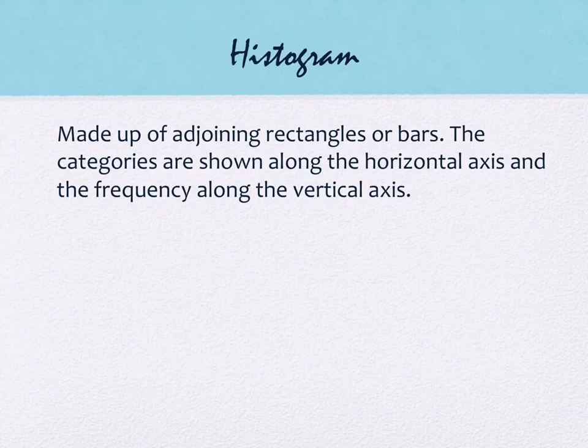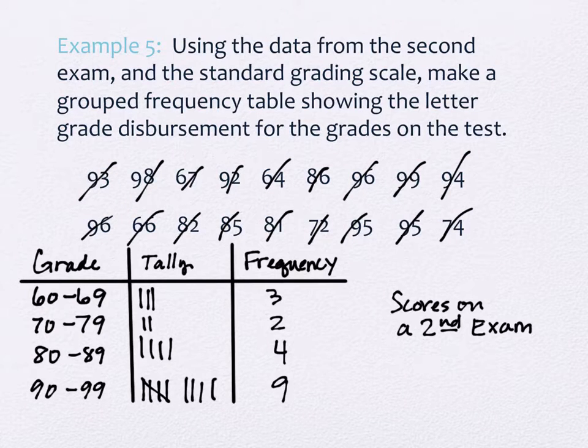essentially a bar graph, but it's called a histogram. There's a unique difference we'll talk about. They're adjoining rectangles or bars. The categories are shown along the horizontal axis, so like your x-axis, and the frequency is along the vertical axis, or the y-axis. So our example is actually the same example we ended with last time, for which we created this group frequency table.